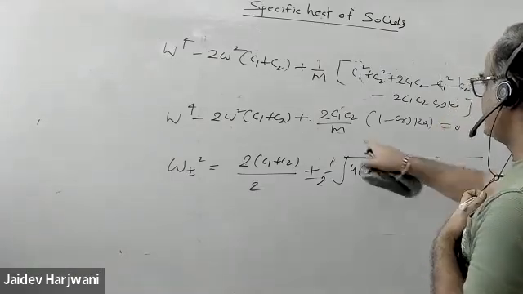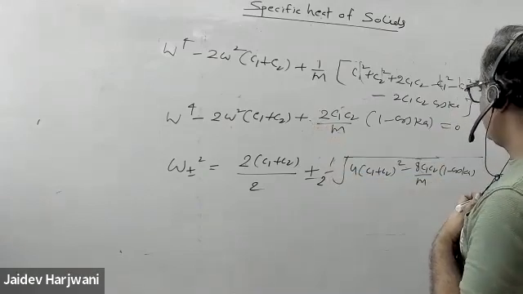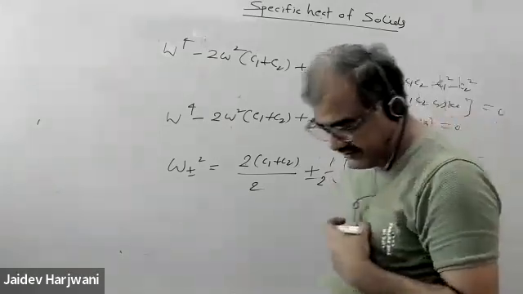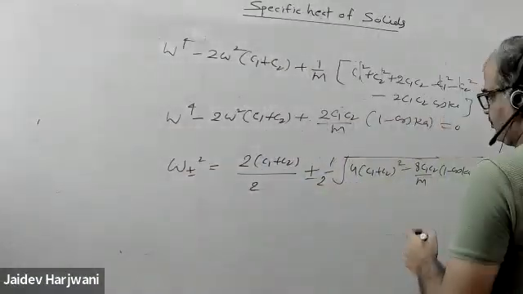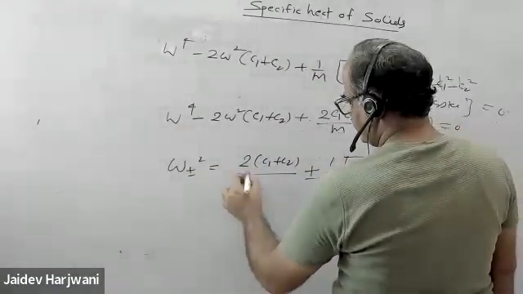So this is my b square. And m was there. Okay, sir, it will be C1 C2 by m. Okay, m will be there. So if you solve this one, what will this come to?